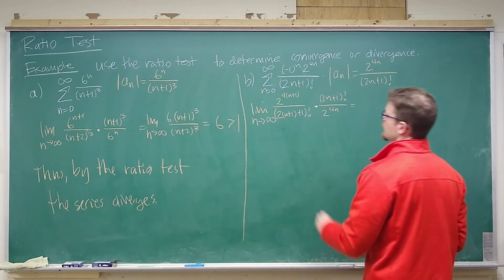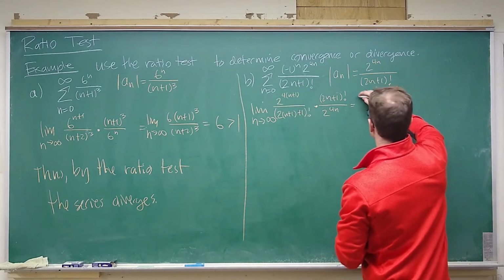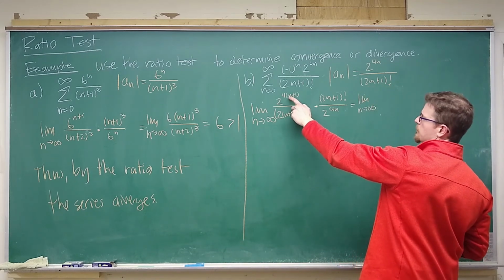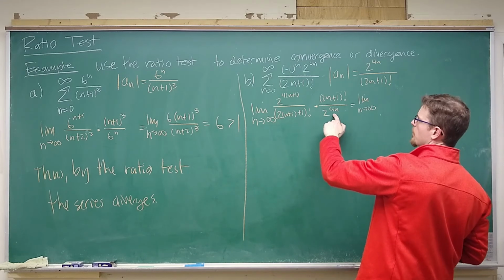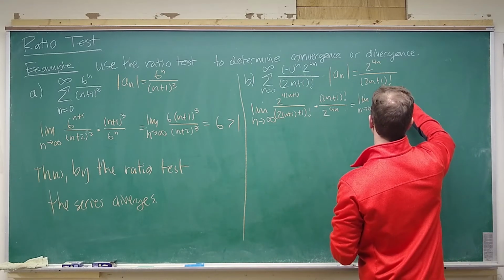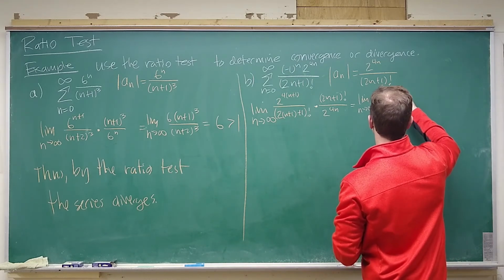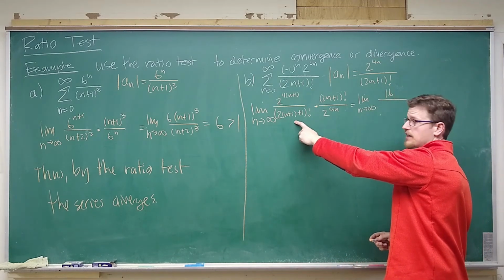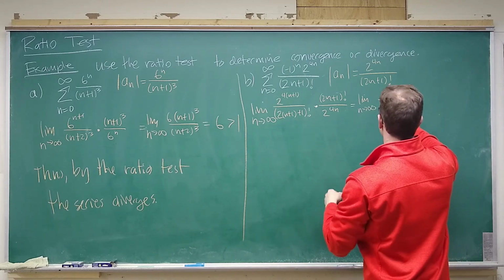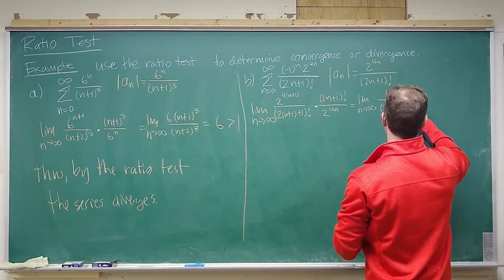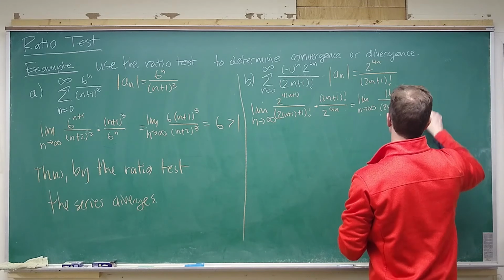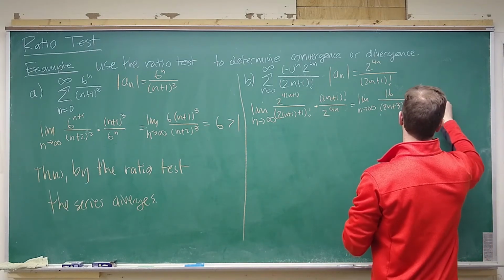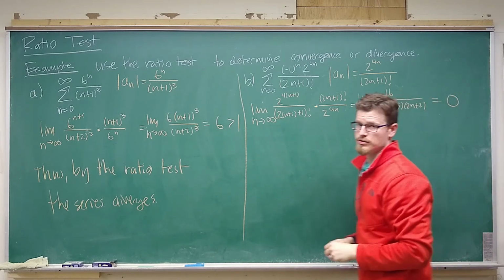This, of course, we can reduce. So this is equal to the limit as n goes to infinity. 2 to the 4n plus 1 divided by 2 to the 4n will leave us with 2 to the 4, which is 16. And then this is 2n plus 3 factorial. So we have a factor of 2n plus 3 and a factor of 2n plus 2. And then the 2n plus 1 factorial cancels out. And this limit is equal to 0.